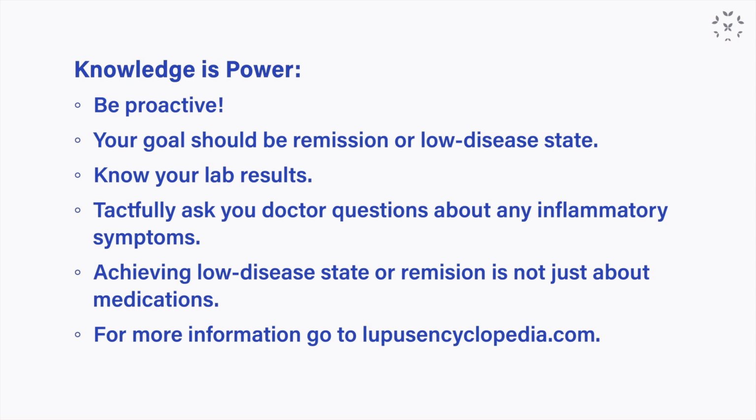Is your anti-double-stranded DNA level high, which is a sign of active inflammation, possibly? Low complement levels, C3 and C4? Are your blood counts low? And ask your doctor, am I having any active inflammation in any of my organ systems, like my joints? Or you can tell if your discoid lupus is active, or if you're losing hair, or if your pericarditis or pleurisy is active, for example. If any of those are going on, then you want to ask for better therapy.